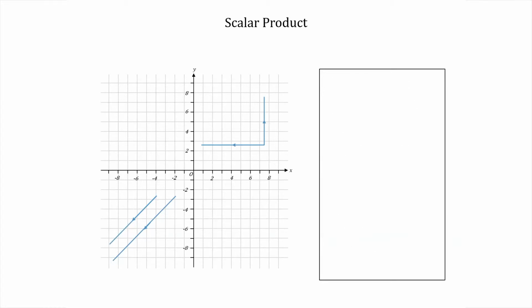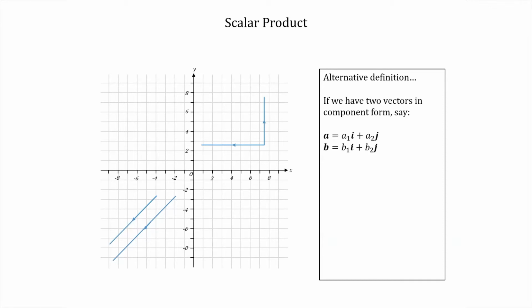At this point, it's important to note that there is an alternative but equivalent method for computing the dot product. This method uses the vectors' components rather than their magnitudes and directions. So, if we have two vectors in component form, say a equal to a1 i plus a2 j and b equal to b1 i plus b2 j, then their dot product is equal to a1b1 plus a2b2.